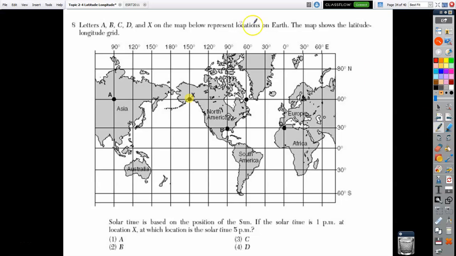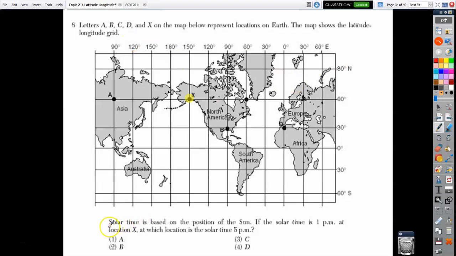This was on a Regents. So letters A, B, C, D, X on the map below represent locations on Earth. The map shows a latitude-longitude grid. Remember, lat, flat. So the numbers that are latitude are the flat lines, which means the 30 south, 60 south, the 0, the 30 north, 60 north. Those are your lat. I don't want that right now. I'm looking at the longitudes.